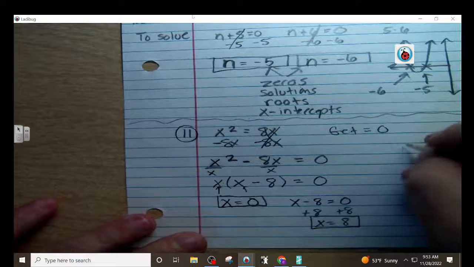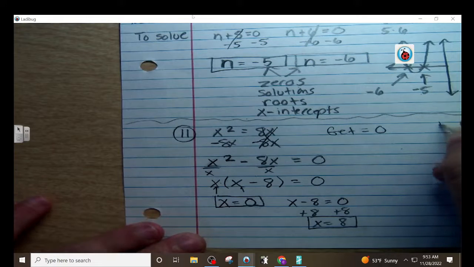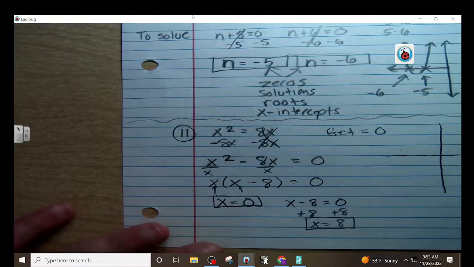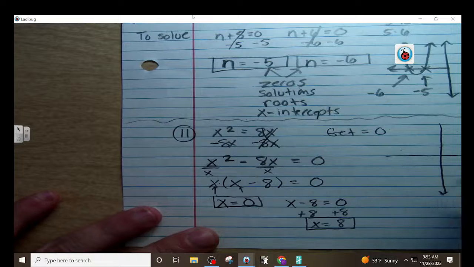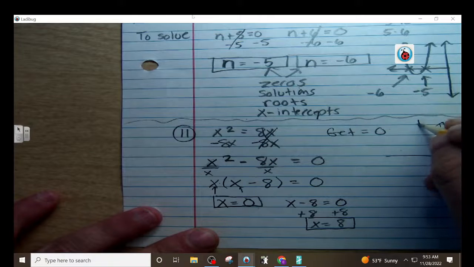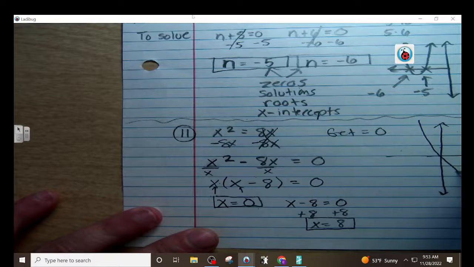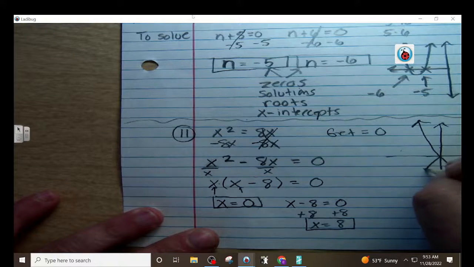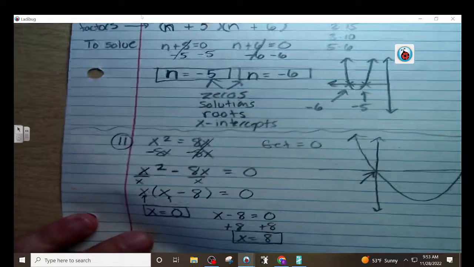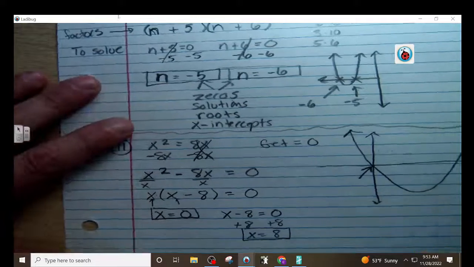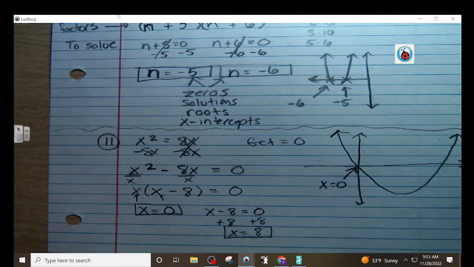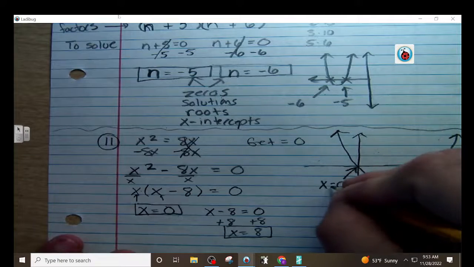Okay, so guys, what this would look like on a graph is your parabola would look like this. Well, guys, where the origin is, that's 0, right? X is equal to 0 at the origin. That is that solution. Okay, so x equals 0, it just goes straight through the origin.